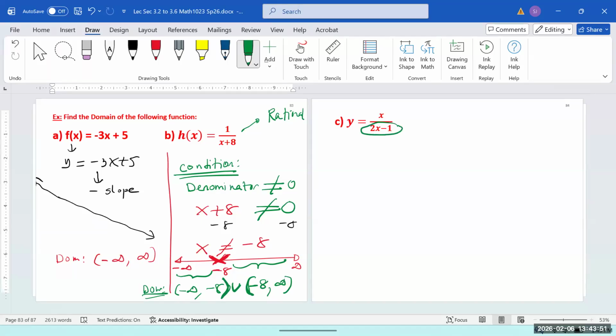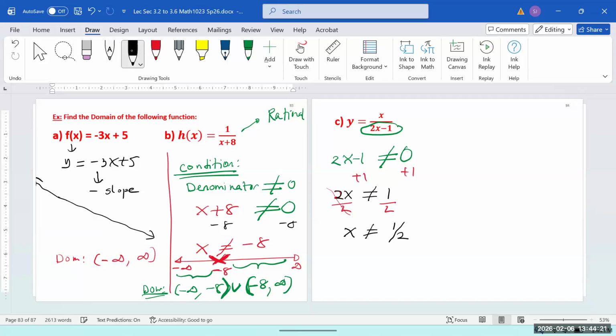So you take the denominator 2x minus 1. This cannot be 0. Add 1 on both sides. So then 2x cannot be 1. And then divide both sides by 2. So x cannot be 1/2. So if you look at the number line, a tiny number line, negative to positive infinity, we can use everything.